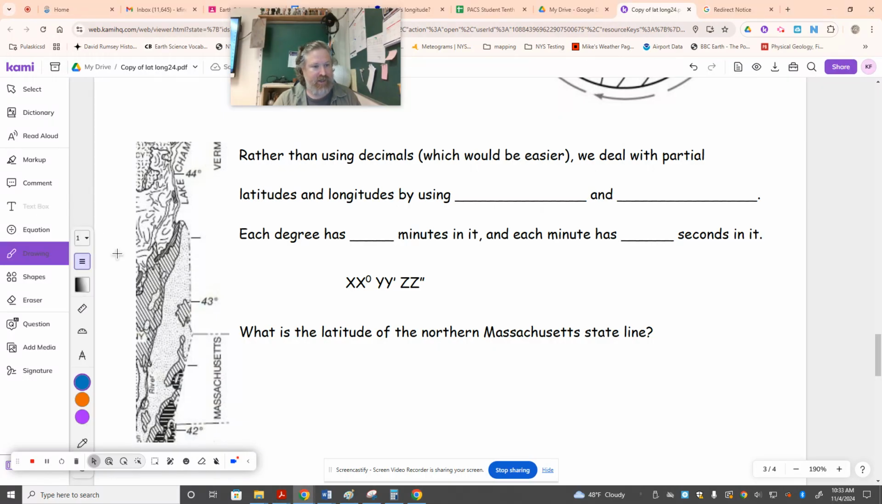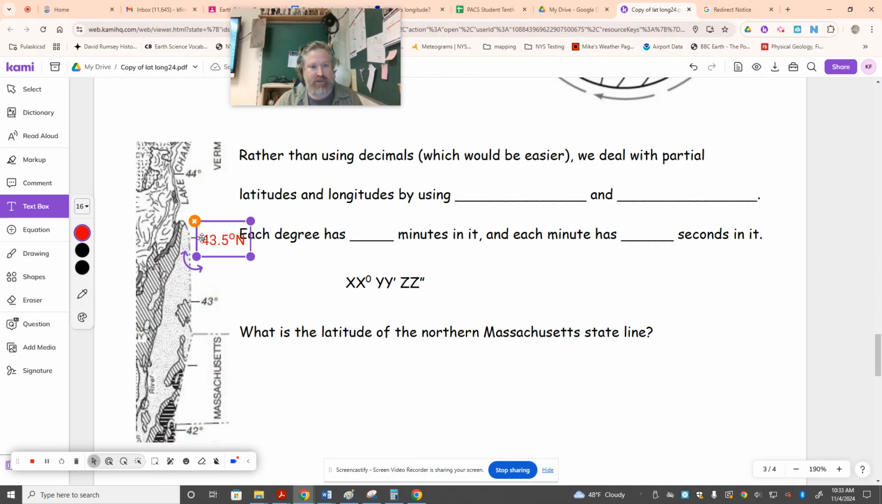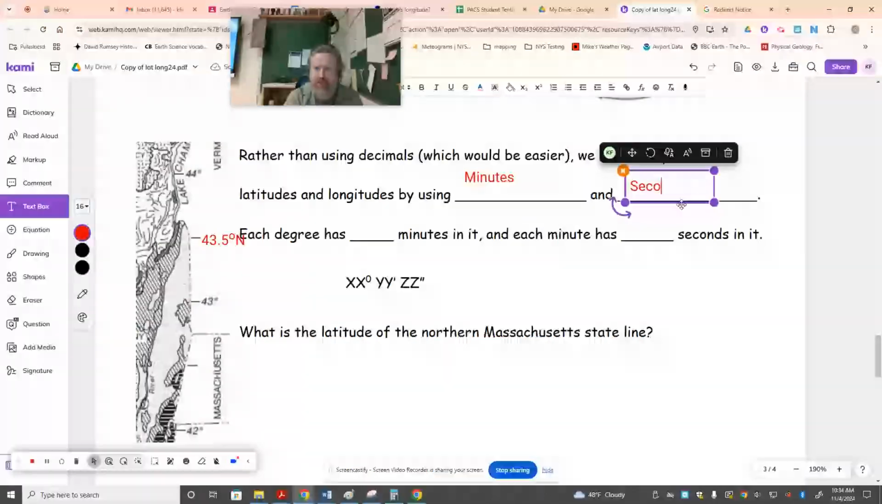If life were easy, I wouldn't be talking about this part at all. We would just say that is 43.5 degrees north, right? But life's not easy. Because what we've got to do is say it's some number of degrees and some number of minutes. And if the map were zoomed in more, we could also say some number of seconds. So that's what we got to bring to the party here.